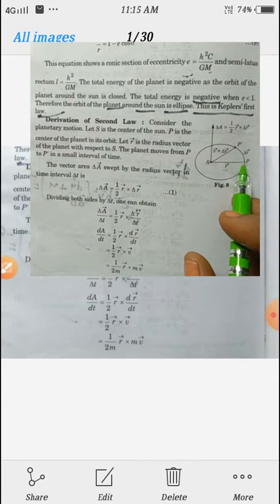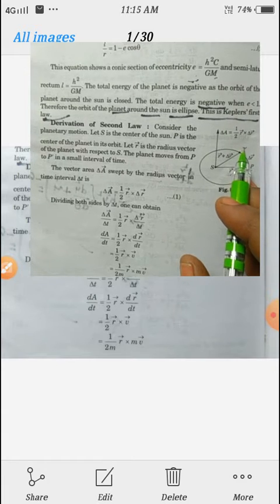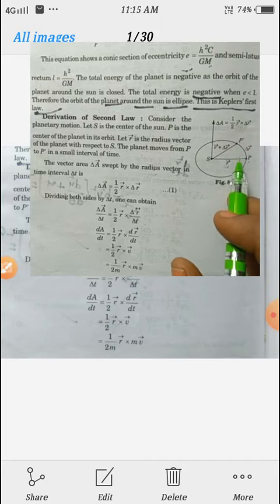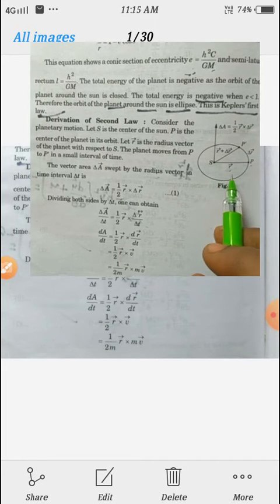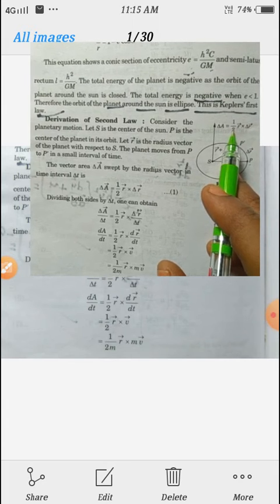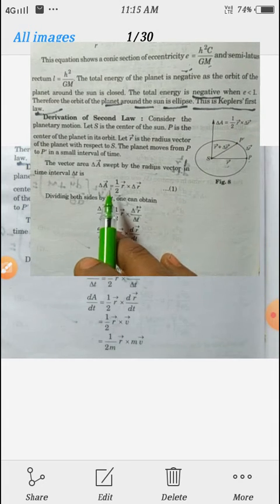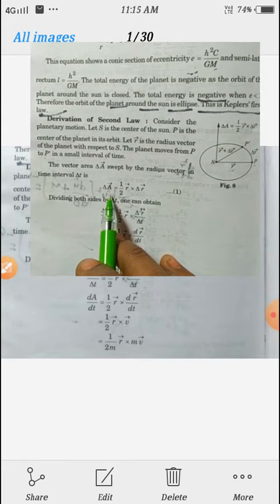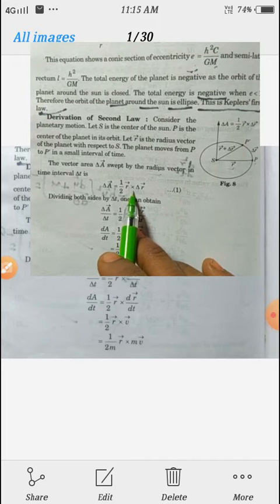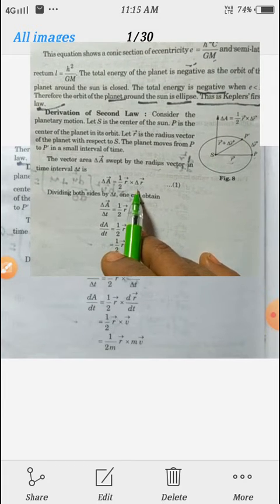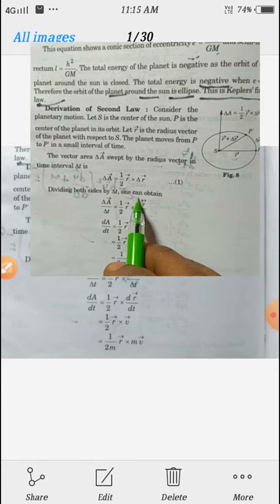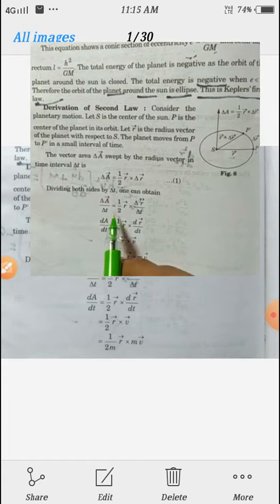Suppose a certain time delta t. The planet moves from P to P dash in a small interval of time. Here the vector area delta A is swept by the radius vector in time interval delta t. So delta A is half of R cross delta R vector. Dividing both sides by delta t, we can obtain the following.